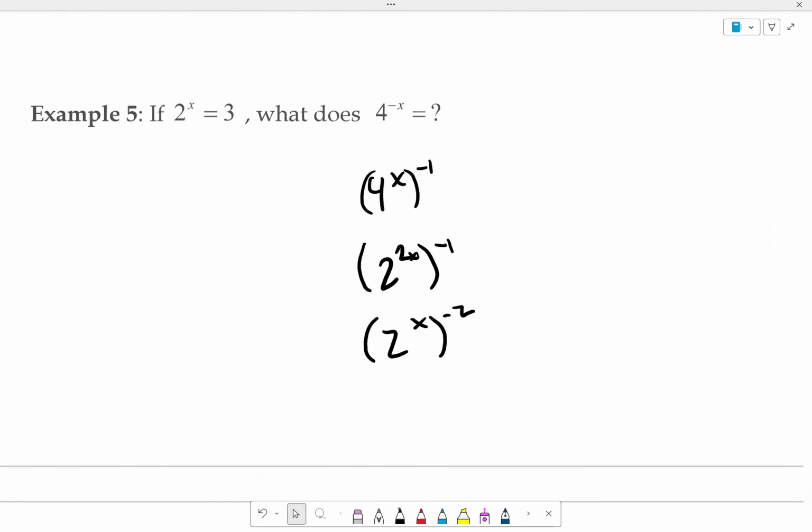I'm just manipulating it because my goal is to get it to be that. Because 2 to the x equals 3. And 3 to the negative second power is 1/9. Dun dun dun. So it's not like we're solving for x. We're manipulating the other expression that we already know about x.